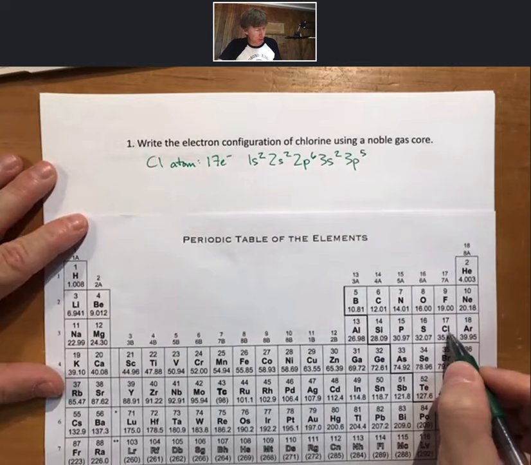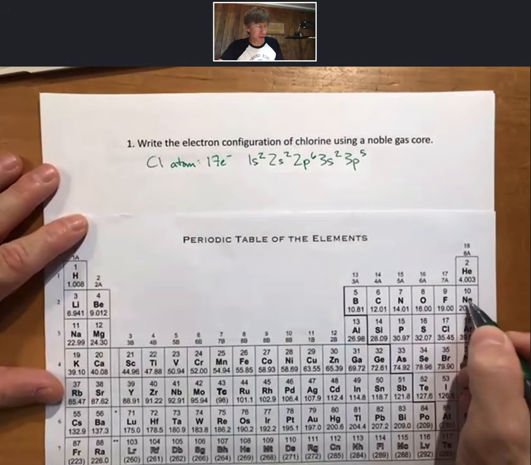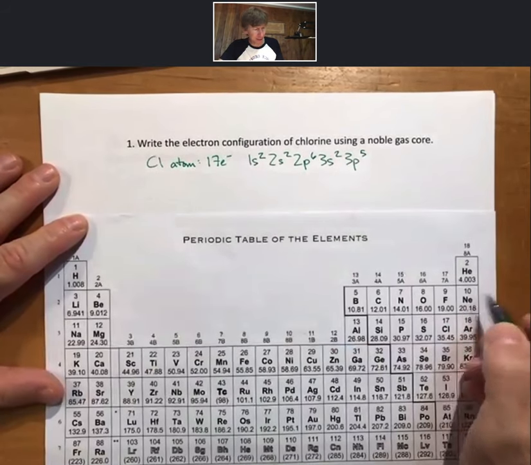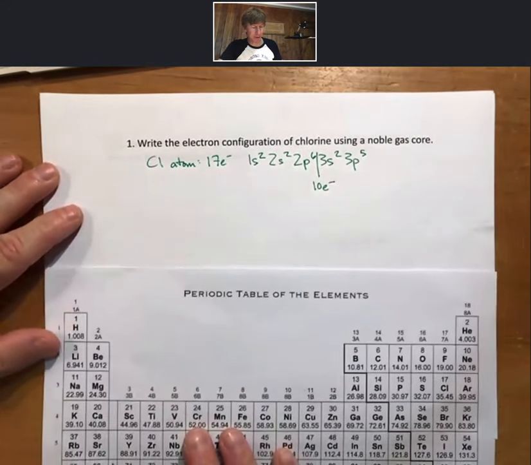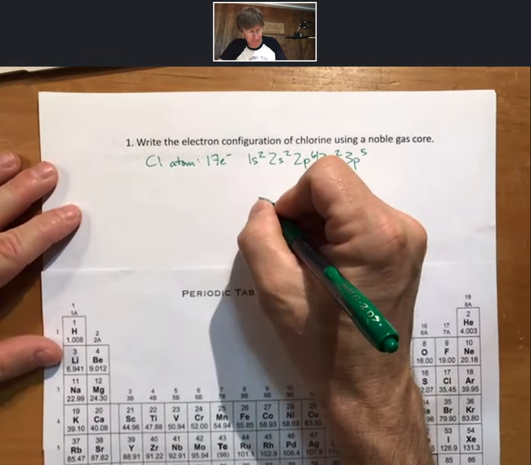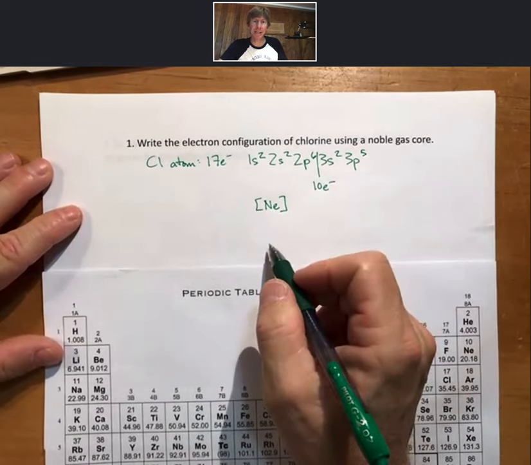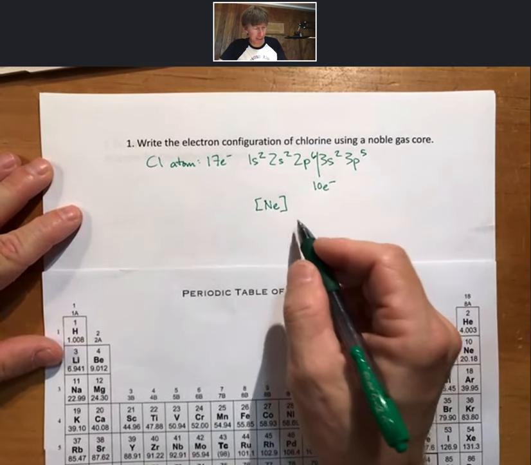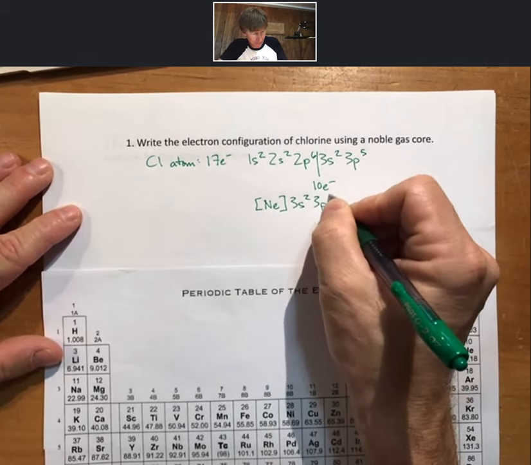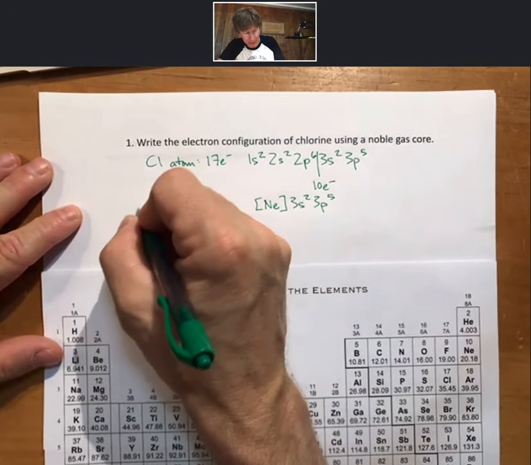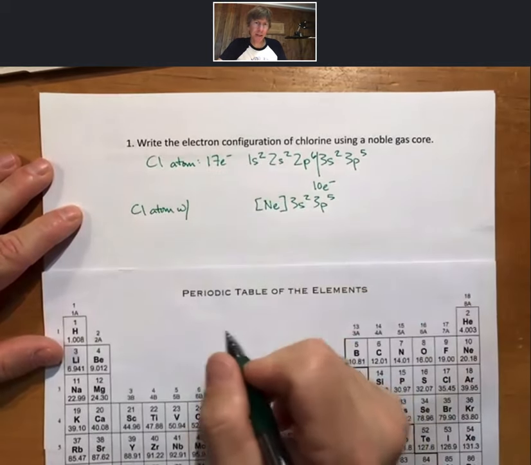For a noble gas core, you go from chlorine's position on the periodic table backwards to the previous noble gas. That will be 10 electrons, which are equivalent to the electrons of neon. You put the chemical symbol for neon in square brackets and then write what's left. This is the chlorine atom with a noble gas core.